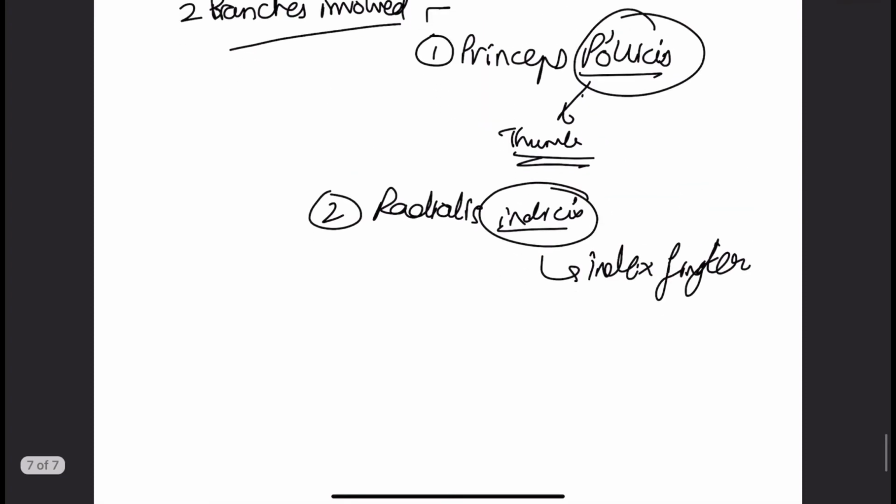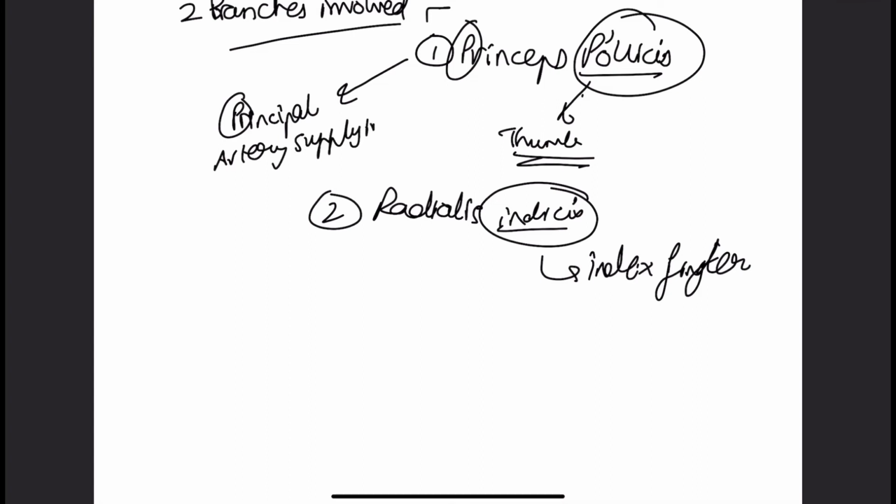So this is the principal artery, P for P, principal artery supplying both radial and ulnar aspect of thumb. I hope you are taking notes along with the video, because it is very important to take notes. If you don't take notes, this is very volatile. You will forget about it in no time.